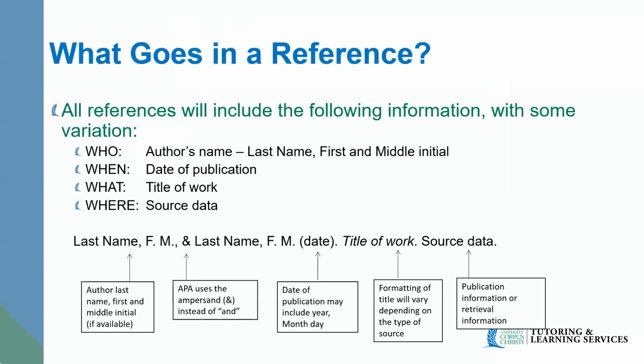So what goes in a reference? All references will include the following info, and there might be some variation depending on the type of source, but you're going to have your who, when, what, and where. So the who is the author's name. You're always going to put their full last name, but just their first and middle initials. You're going to put when it was published, the title of the work, and some of the source data. And so you can see below an example of where to plug everything in.